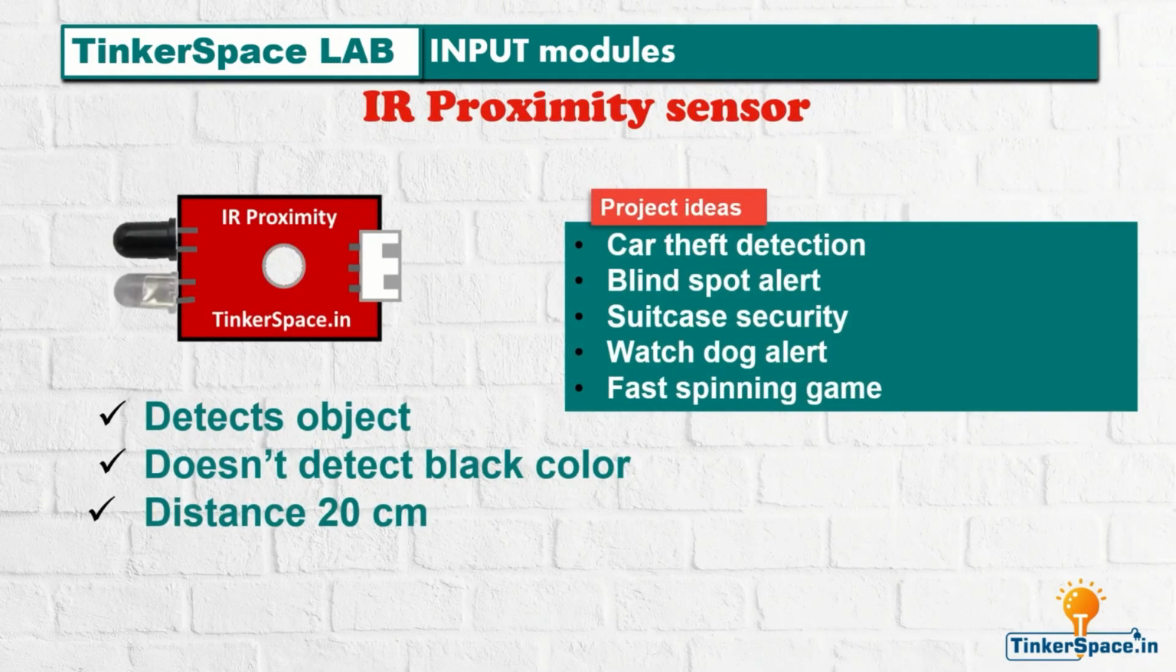Here comes the IR proximity sensor, which is used as an object sensor to detect the object within the range of 20 cm. You have to keep in mind that this sensor doesn't detect the black color. Transmitter or the LED emits the light, it hits an object and comes back, where the receiver or the IR photodiode receives the signal. In the case of black color, the black color absorbs the light, therefore the LED ray emitted by the sensor will be trapped inside the black color and the IR photodiode cannot detect the black color. We can use this sensor in projects like car theft detection, blind spot alert, suitcase security, watchdog alert and fast spinning game.